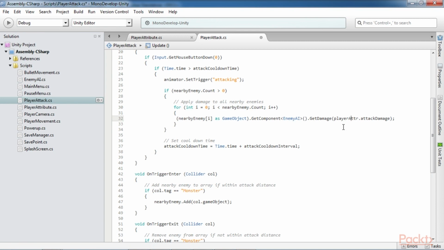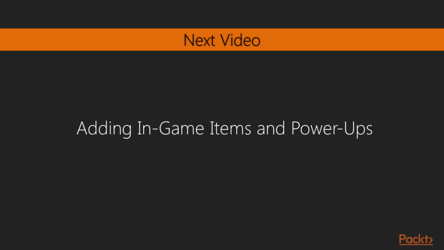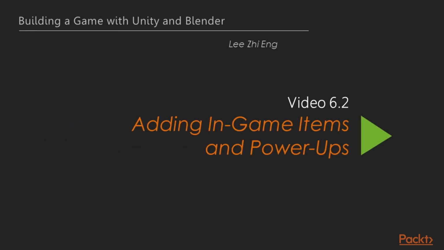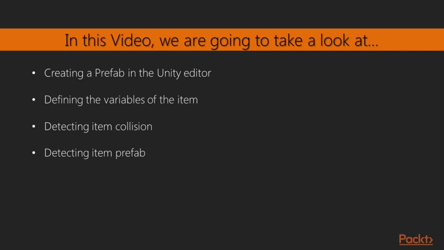In this video, we have created character attributes. In the next video, we will learn how to add in-game items and power-ups. Hey, welcome back to the next video, adding in-game items and power-ups. In the previous video, we learned how to create character attributes. In this video, we are going to create the prefab in the Unity editor. Then we will define all the variables of the item and detect whether the item collides. Finally, we will create the item prefab.